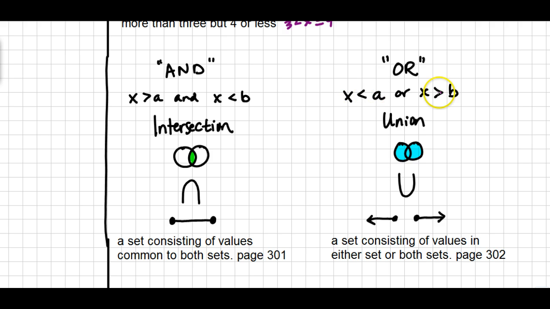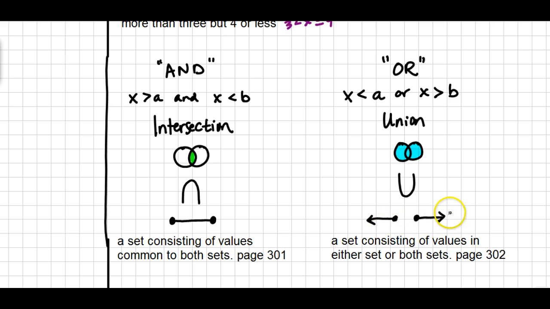When you combine 2 inequalities with the word or, now you've moved into a type of compound sentence called a union. If you were picturing the union with a Venn diagram, you would include all the elements in both sets at the same time. So that's why this Venn diagram has been completely highlighted. The symbol for union is this U shape.